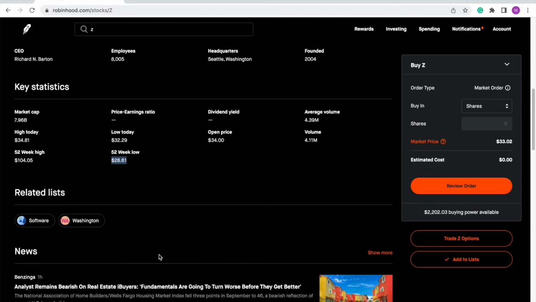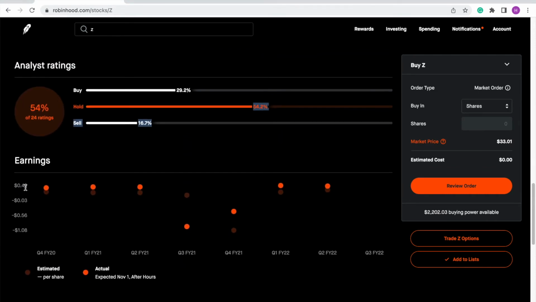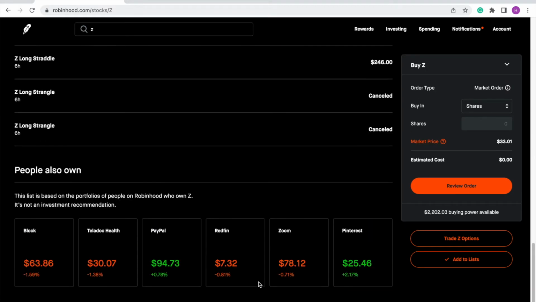Here it gives you some related news. Here it tells you what analysts are thinking. They're telling everybody to just hold. Their earnings have been fairly consistent. It seems like they lost money in quarter 3 of '21 and quarter 4 of '21, then they went back up. So let's go ahead and do it.